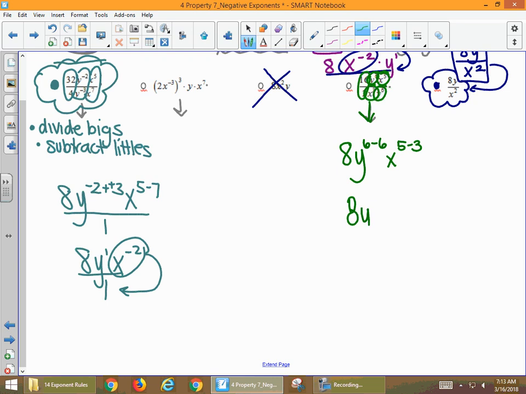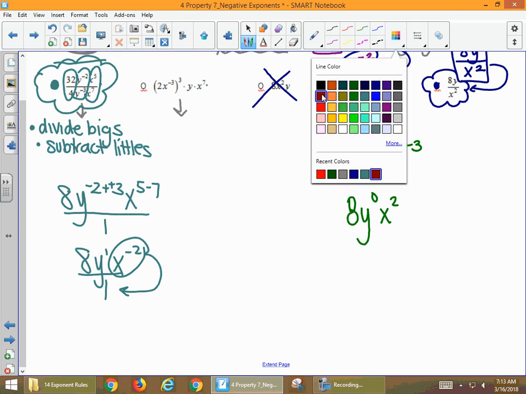6 minus 6 is 0. 5 minus 3 is 2. That is not going to match my answer. But we had to do that math, especially when I did 16 divided by 2 is 8. It looks like it might work.